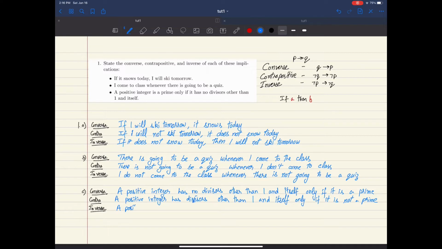For the inverse, you take the negation and it will become: a positive integer is not a prime only if it has divisors other than 1 and itself.